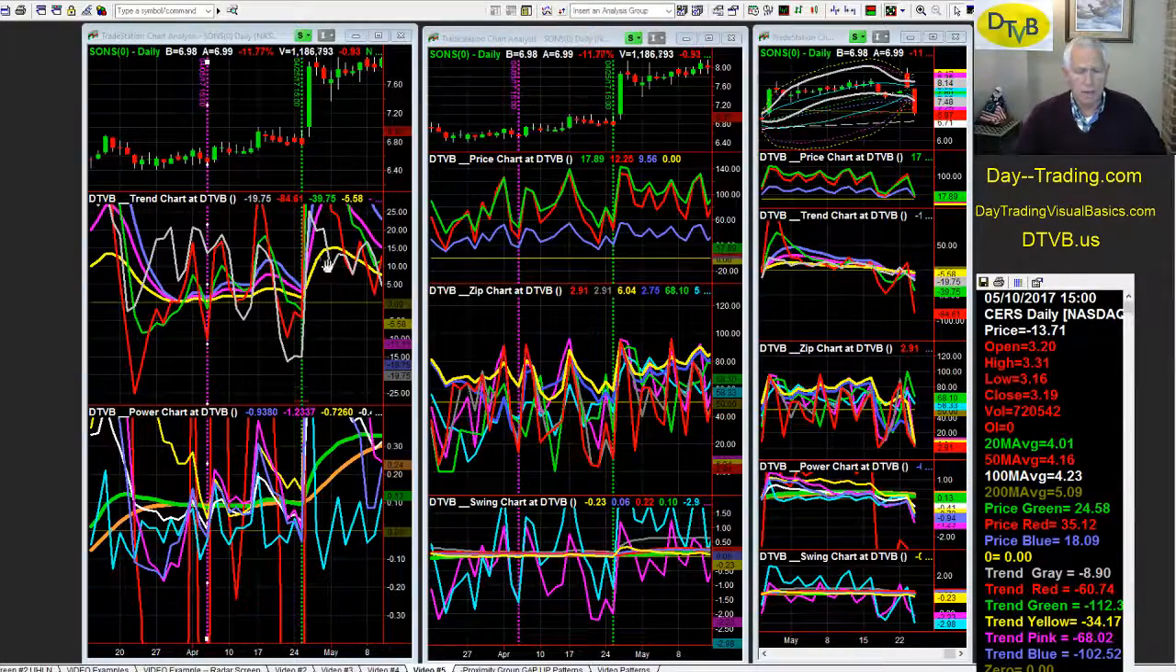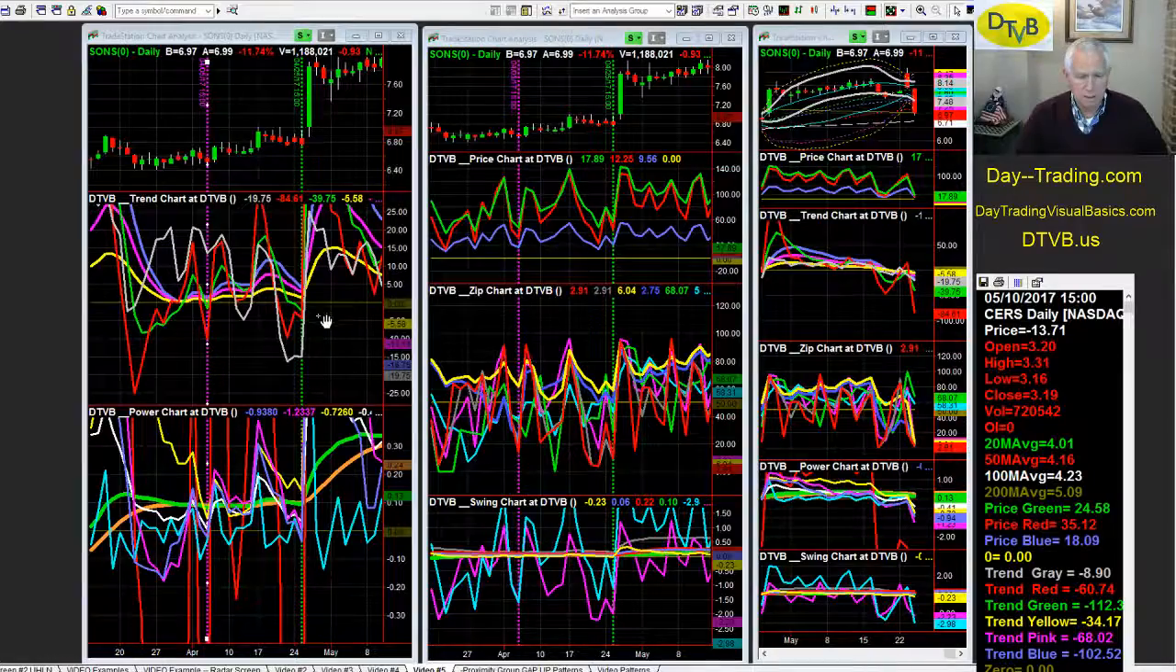I'm looking primarily over here on the trend chart, and under it is the power chart. I've got three daily charts in this one here, and I have the price, the zip, and the swing on the middle chart, and then all five of them are on the right chart.